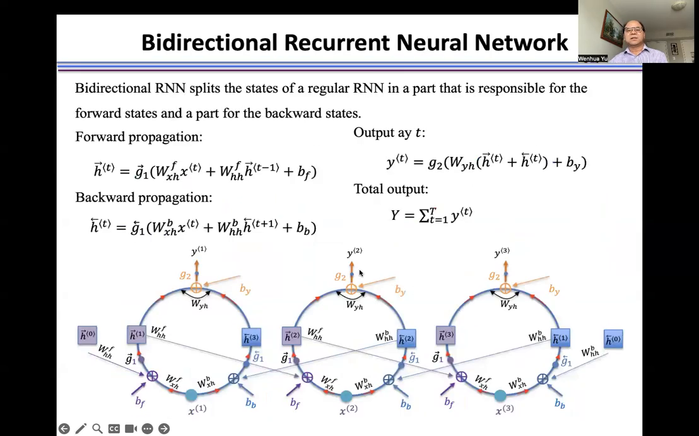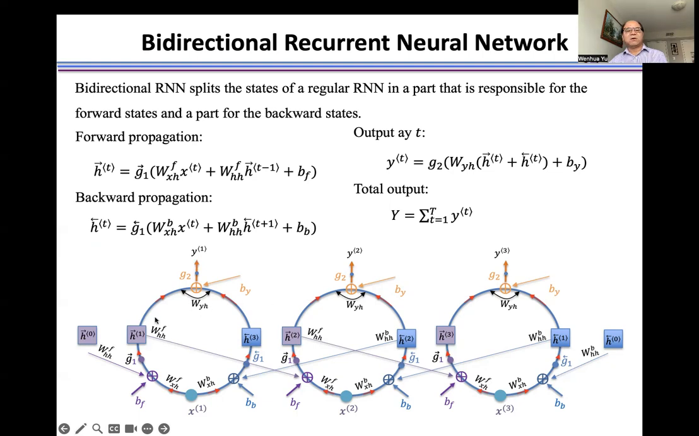Let's see the update procedure for the bidirectional recurrent neural network. For example, here is the forward hidden state channel. This is the initial hidden state. This is the first, this the second, and the third, and so on. We can have more hidden states. And the backward hidden state channel, here is the initial hidden state. This is the first backward hidden state, the second, the third, and so on. We may have more. As we mentioned, the forward channel and the backward channel share the same input sequence and they have the same output sequence.